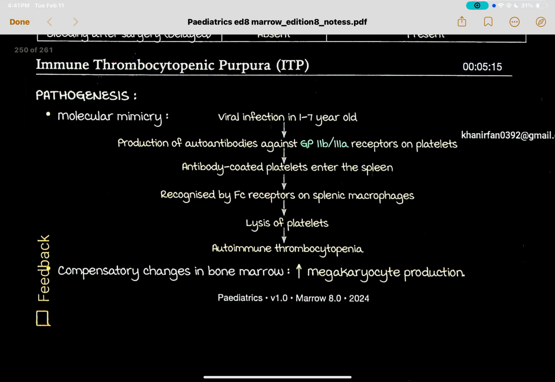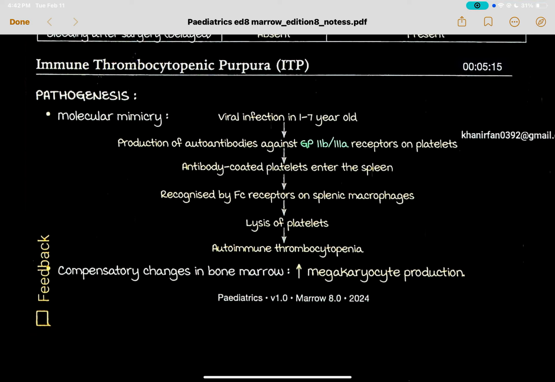Immune thrombocytopenic purpura. Immune, that is due to immunity problems. Thrombocytopenic means decreased platelets. Purpura. What happens?